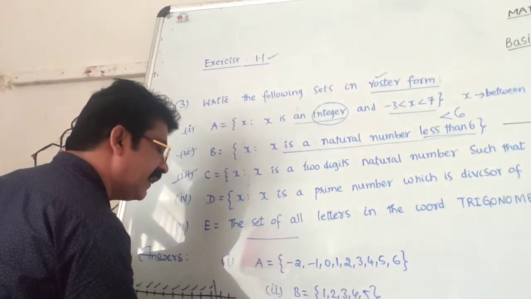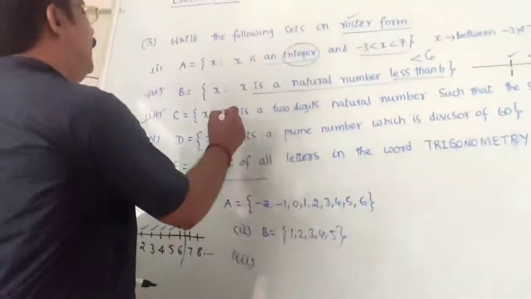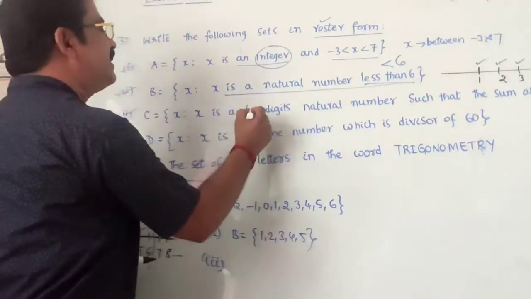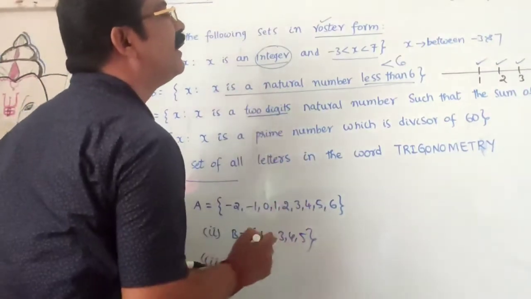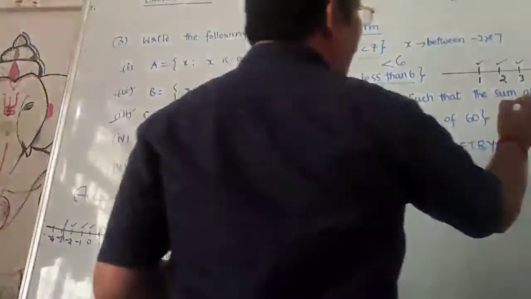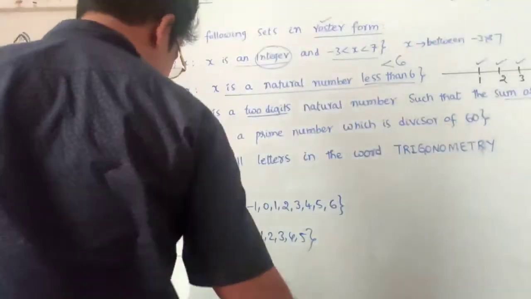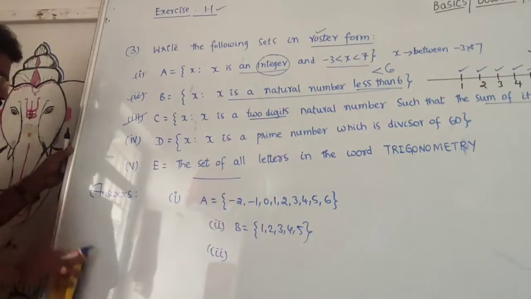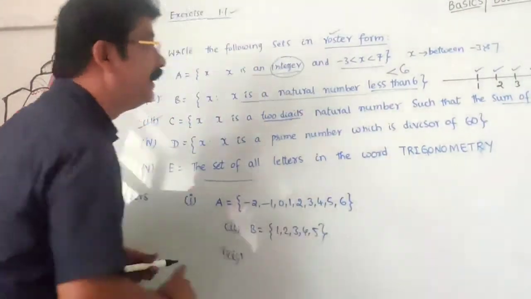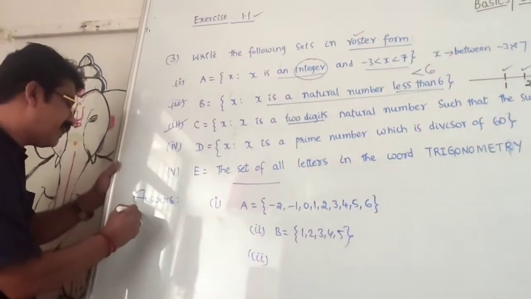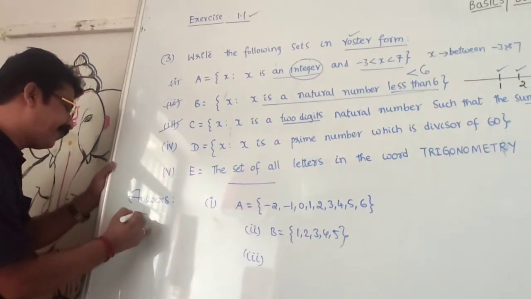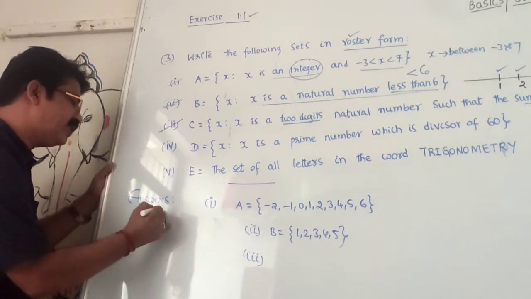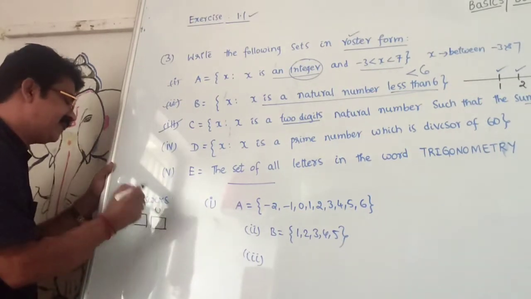Next, let us consider the third question. The set C is the set of x such that x is a 2-digit natural number so that the sum of the digits is 8. First we will write a 2-digit number, just like that. Of course, this is the unit place and this one is the tens place.